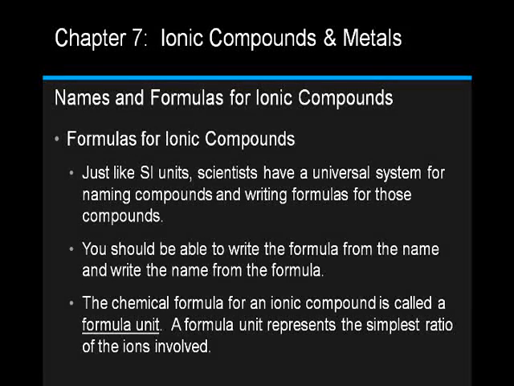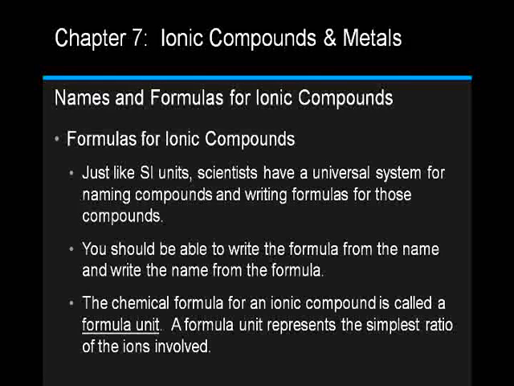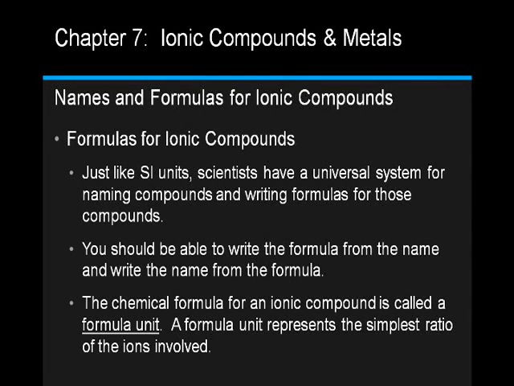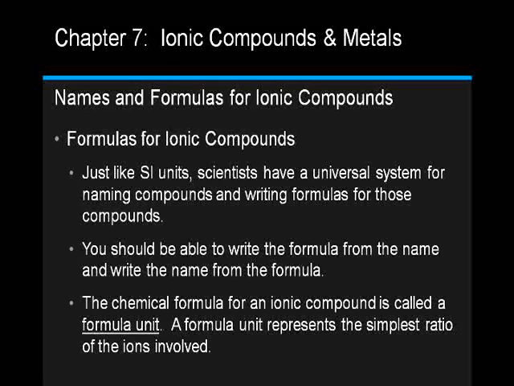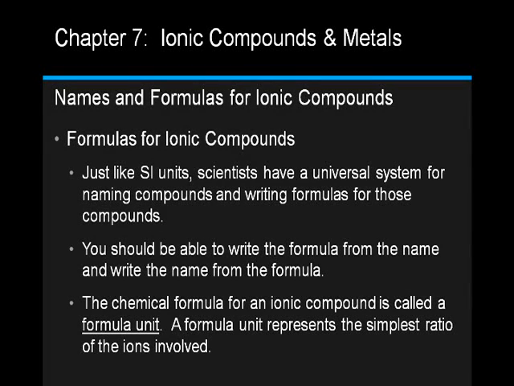You need to be able to go back and forth between the two. Now, the chemical formula for an ionic compound is called a formula unit. And a formula unit represents the simplest ratio of the ions involved. And I'll show you what that means in just a moment.